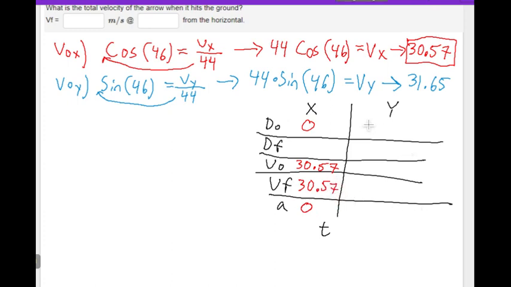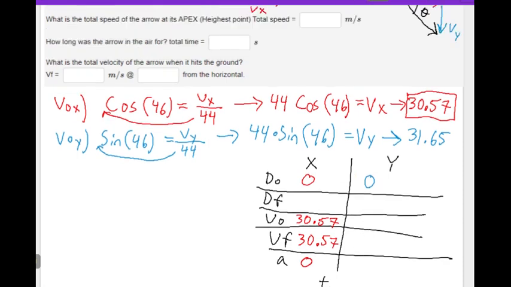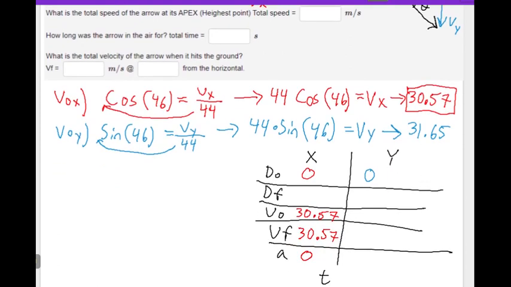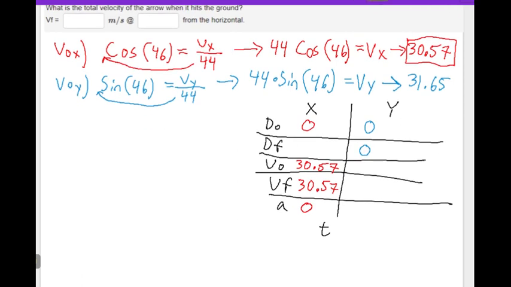For the y direction, the initial distance is 0. Well, let's see the question that I'm solving for. This question is how far did it land? So I'm solving for the final distance, which would mean that the final distance in the y is also 0 because it's the total distance that it's covered. It starts at the ground and it ends at the ground.